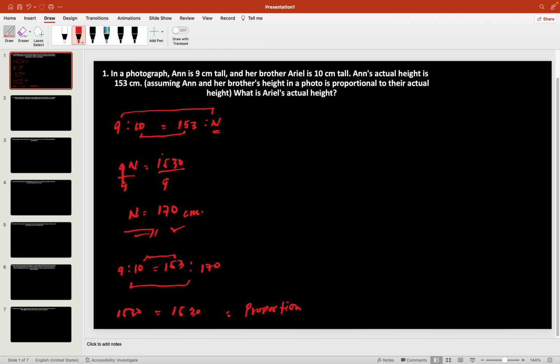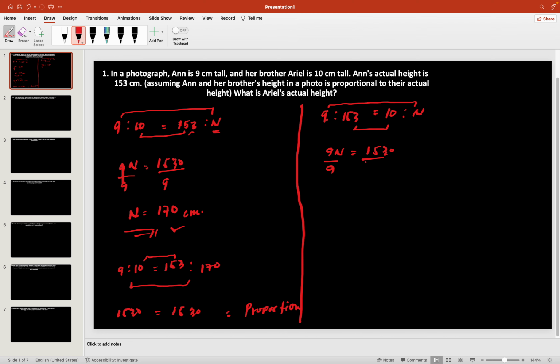So kung hindi naman ganito yung way na sinagutan ninyo, let's say yung sinagot ninyo is in this way. Example, yung pinagsama nyo is yung height ni Anne, which is 9, is to 153 is equals to yung height na given na binigay ni Ariel is 10 cm tall, and then tinatanong yung actual height ni Ariel, which is the one that is missing. So pwede din ganyan. So multiply ninyo yung means nila and also the extremes. If we try to do that one, 9 times n is equals to 9n. 153 times 10 is equals to 1,530.